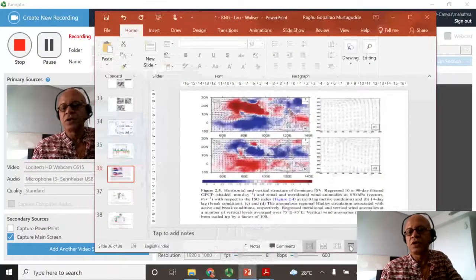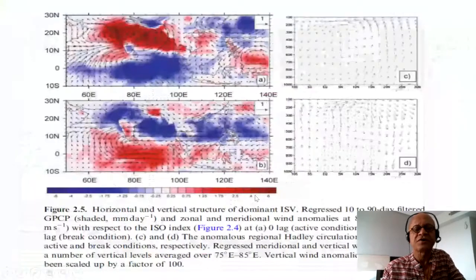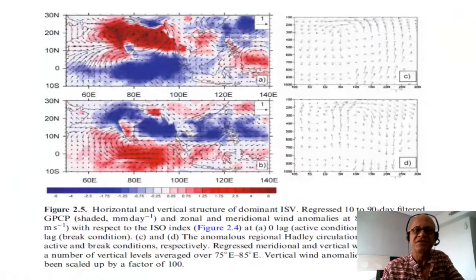So we will again touch on this idea of scale selection in time and space, another vast topic that obviously I'll just give a brief introduction to in a podcast. We looked already at the scales, so this was the horizontal and vertical structure of the dominant intraseasonal variability. We were looking at regressed 10 to 90 day filtered GPCP and zonal and meridional wind anomalies at 850 hectopascal.